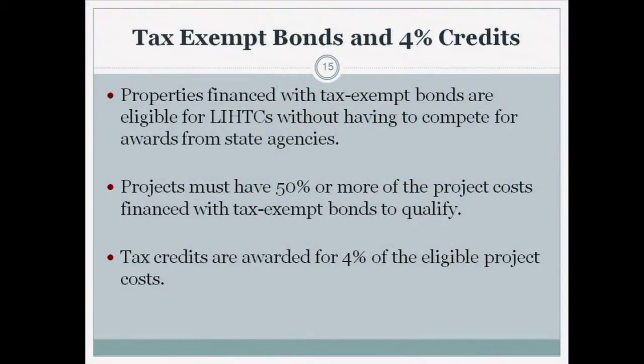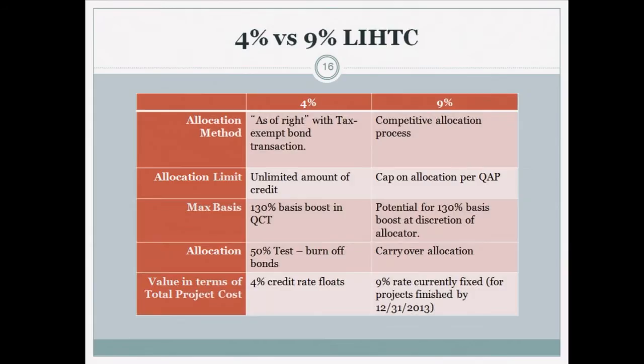Tax credits are, of course, awarded for the 4% of the eligible project costs. We have a slide here that compares the 4% and the 9% program. The allocation method in a 4% deal is as-of-right with tax-exempt bonds. And in the 9% program, it's, of course, competitive.